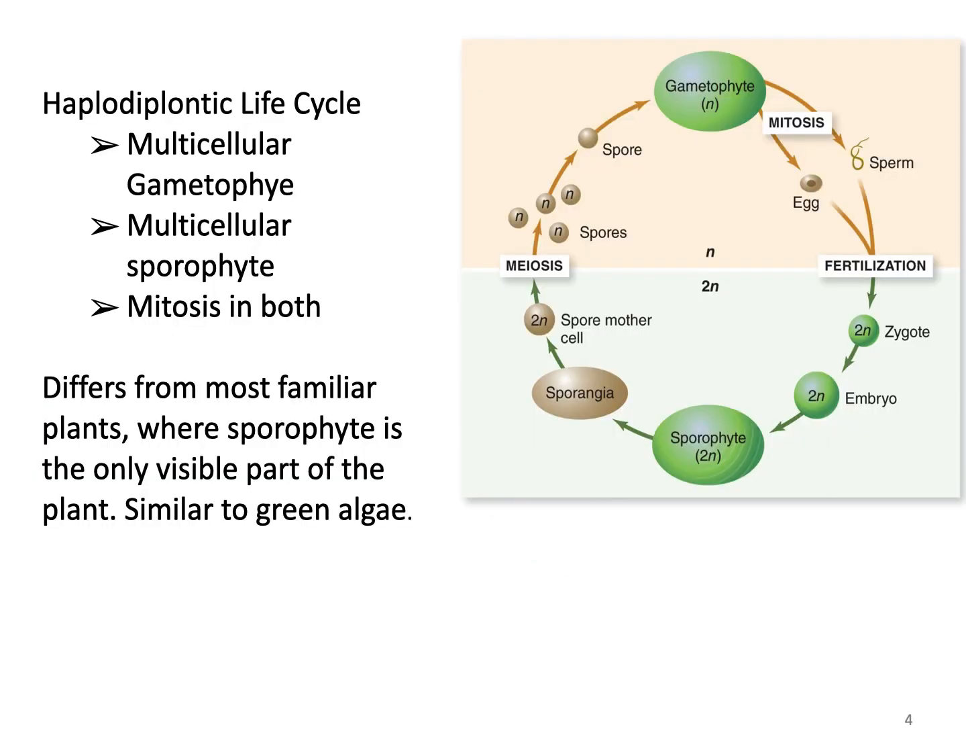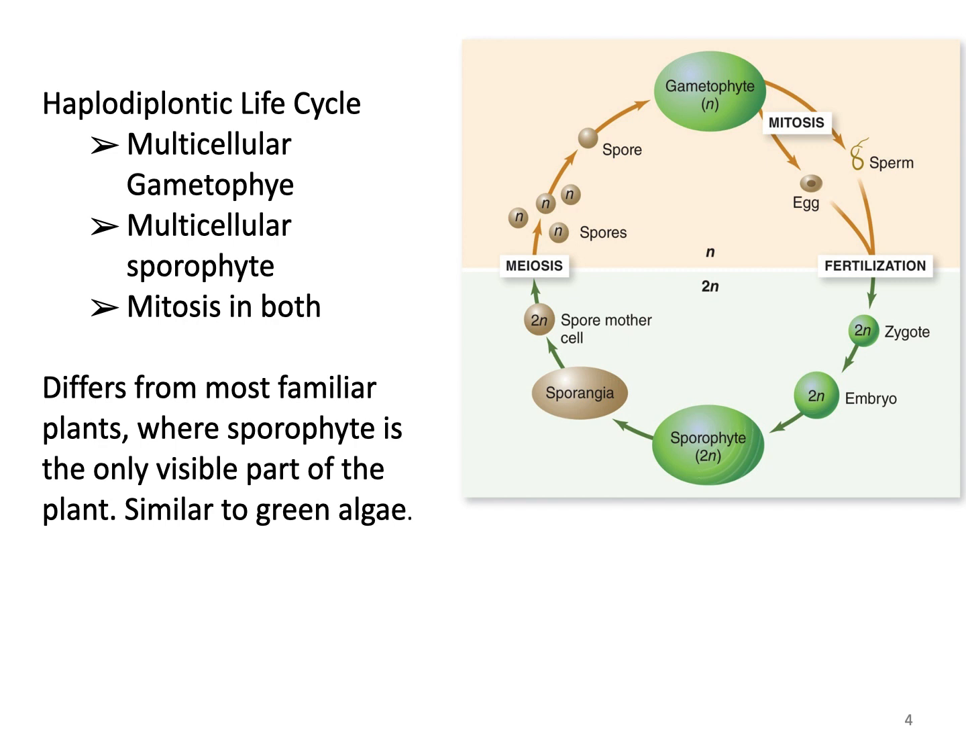Remember, plants are eukaryotes, and so bryophytes have a similar life cycle to other plants. That means they have this alternation of generations where they go from a diploid or sporophyte generation to a gametophyte generation, which is haploid. And so there's mitosis and meiosis at specific times.